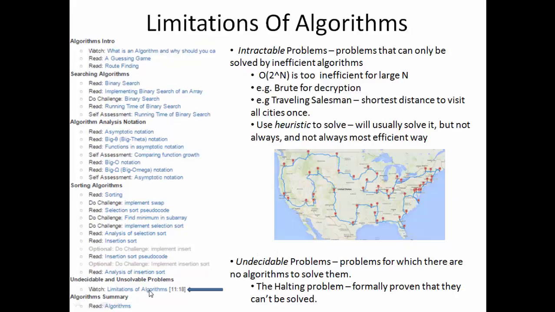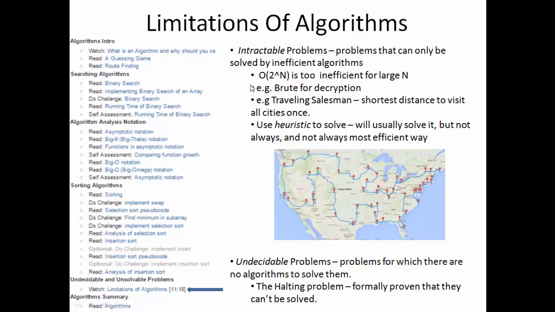The final topic we're going to have the students learn is the limitations of algorithms. And this is learned not from the Khan Academy, but from a nice video lecture done from Trinity University, which is a little over 11 minutes long. It was actually done for AP Computer Science Principles, and it covers pretty much what they need to know for the limitations about undecidable, unsolvable problems.